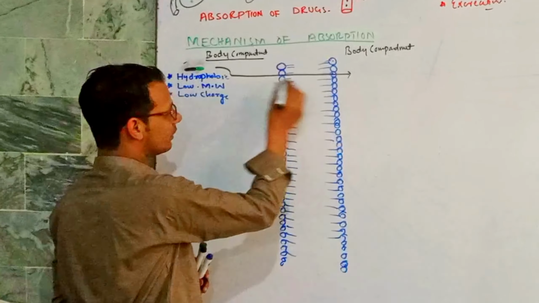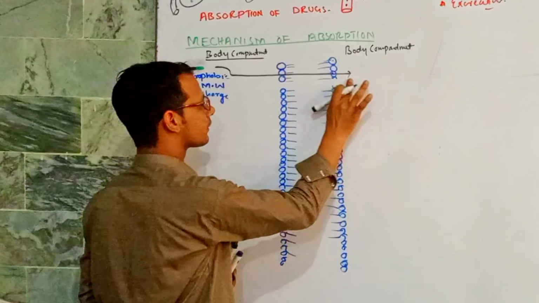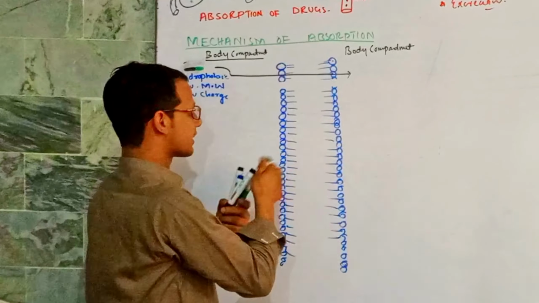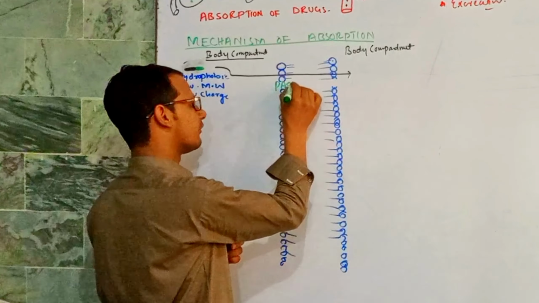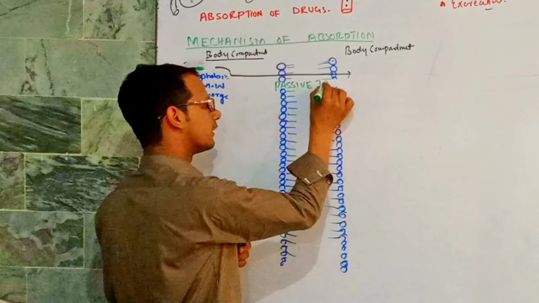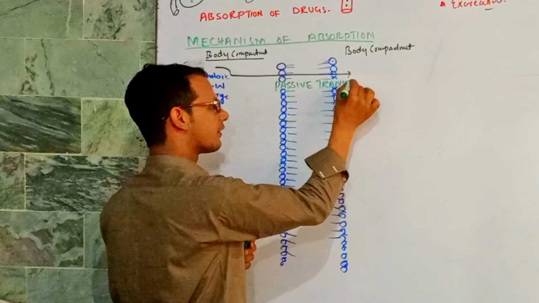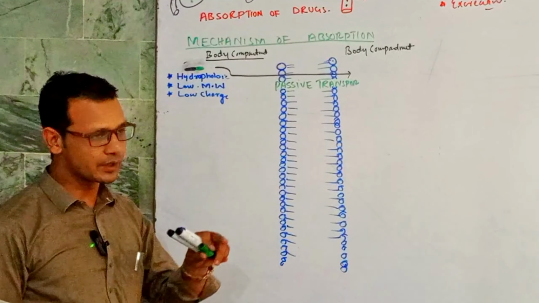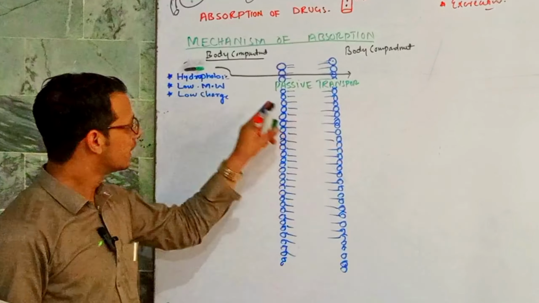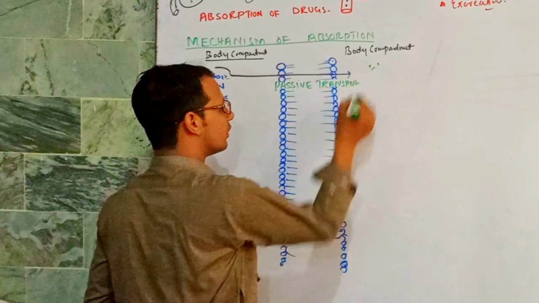So it will follow passive transport. This is called passive transport. What is passive transport? The movement of drugs from high concentration to lower concentration without the use of energy. This is called passive transport.